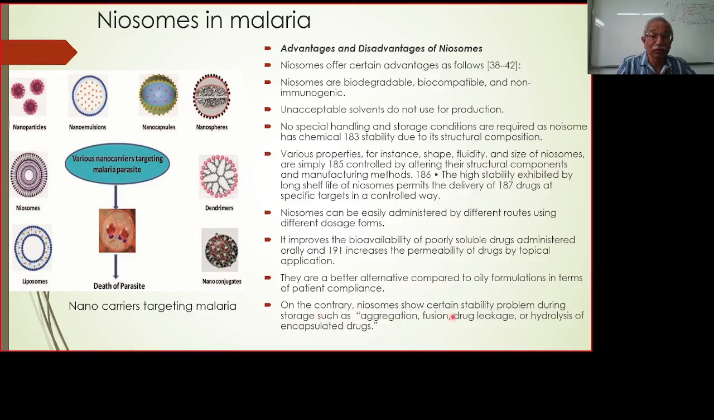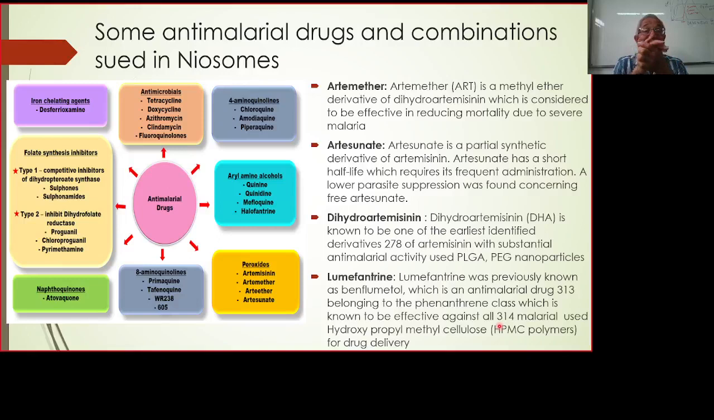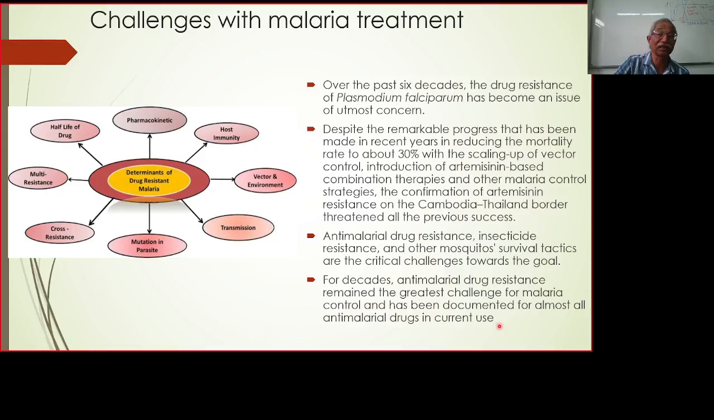On the contrary, neosomes show certain stability problems. They can aggregate. If they aggregate, then your dose will not be the same, and that is where the challenge is with these nanoparticles, as nano aggregation is a big problem. The antimalarial drugs and combinations used in neosomes are artemether, artesunate, dihydroartemisinin, and lumefantrine. They are trying to use the combinations in neosomes and see if that works.